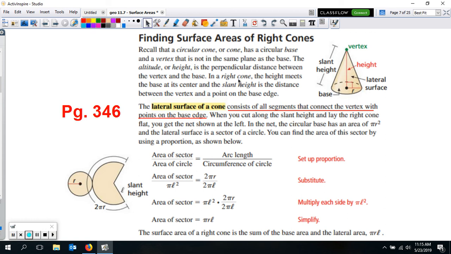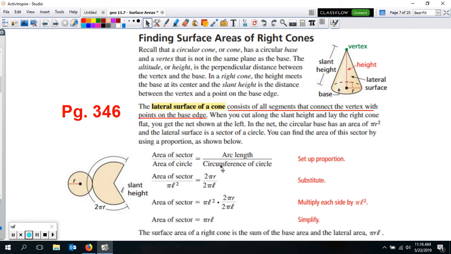So in a right cone, the height meets the base at its center, and the slant height is the distance between the vertex and the point on the base edge. So our slant height would be right here along this edge from the vertex to the base edge, right here where the radius comes out and touches it. Your height is right down the center, though, kind of like we saw with the pyramids. That's the same idea. But here on this one we have a lateral surface, and that's called a slant height. So our slant height is going along here, this edge.